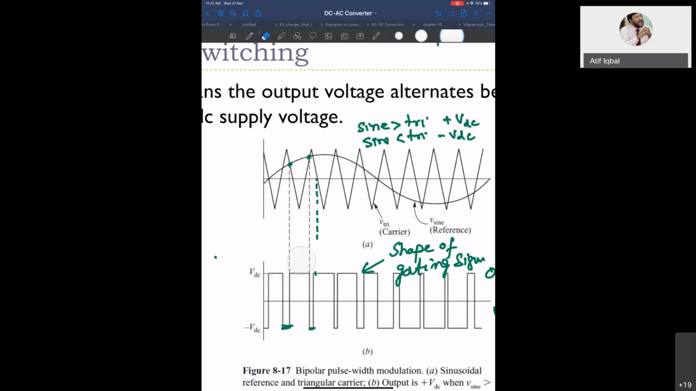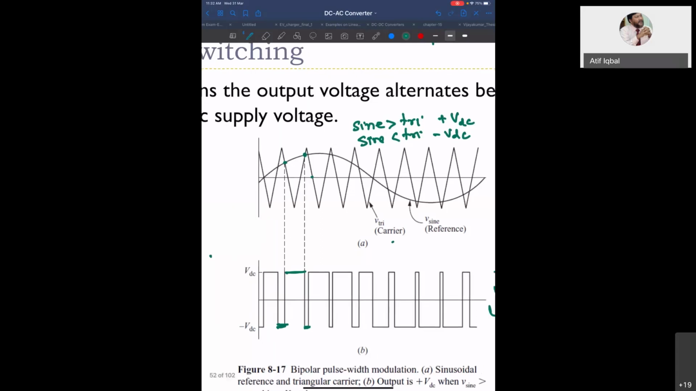But what I mean to say is that this is exactly what you will see in the output. Whenever your sine wave is more than the triangle, your output voltage will be plus VDC. Whenever your sine wave is less than the triangle, you will have minus VDC. This will be the output. But how are you going to generate this?